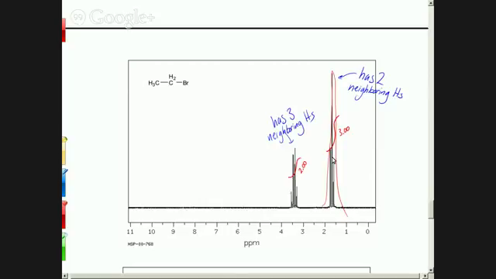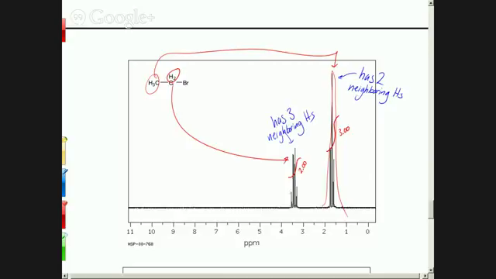All right, so with the integrations, now we can have a full picture of the spectrum of this molecule. So the 2 hydrogens from here are split by these 3 hydrogens next to it. All right? So this is the group of those hydrogens, the ones next to the bromine. And then that is the group of 3 on the other carbon.